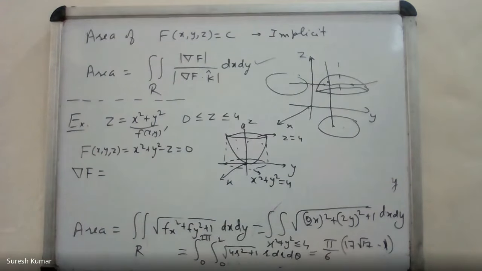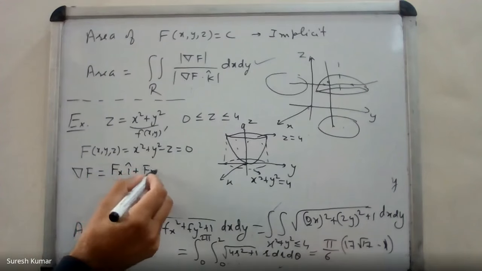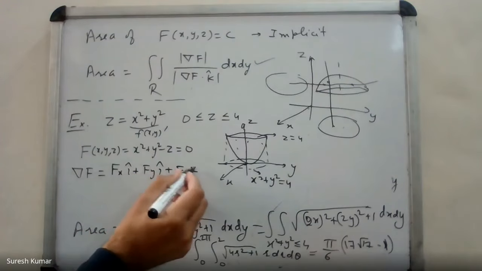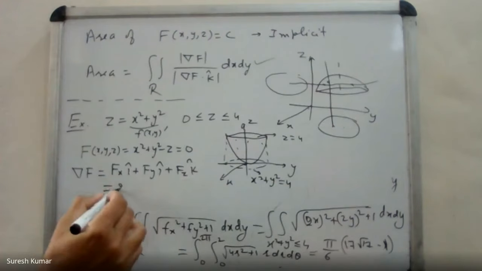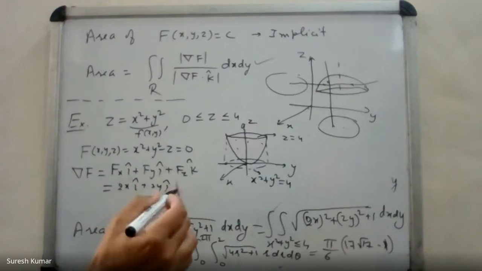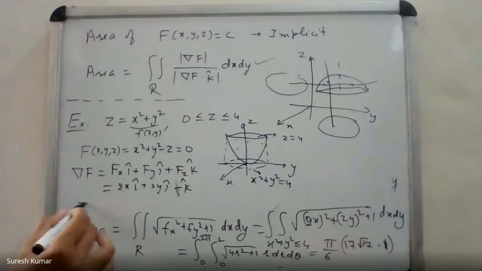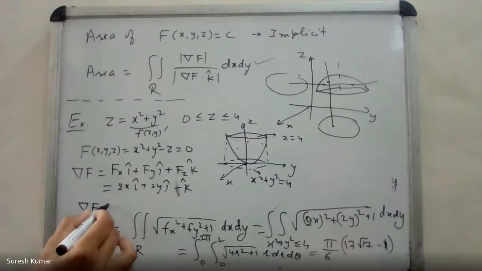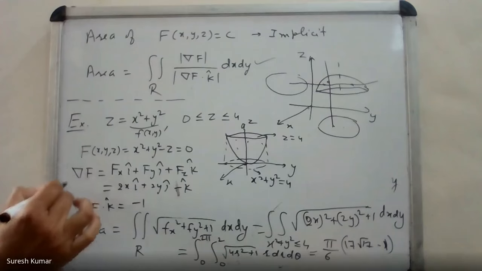First gradient f, we recall the gradient formula: f_x i plus f_y j plus f_z k. Partial derivatives of capital F with respect to x, y, z are the three components. So you get 2x i plus 2y j plus minus k cap. What is del f dot k cap? Minus 1. So what is the magnitude of this vector?